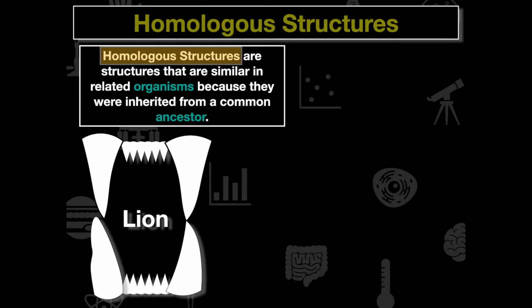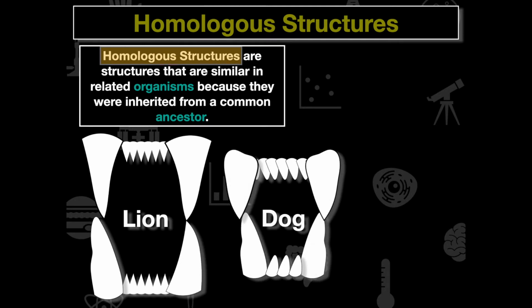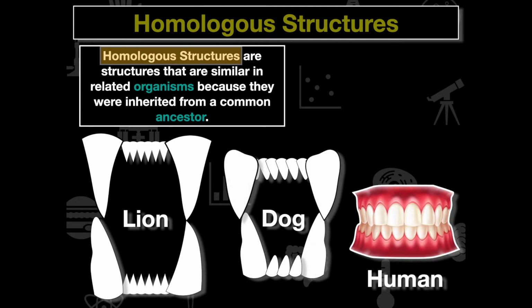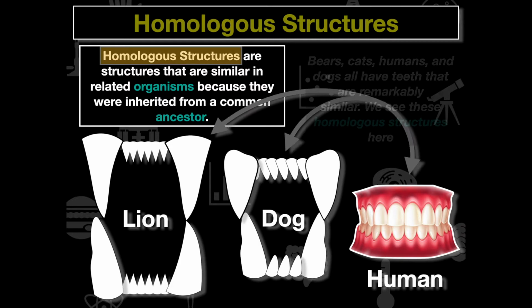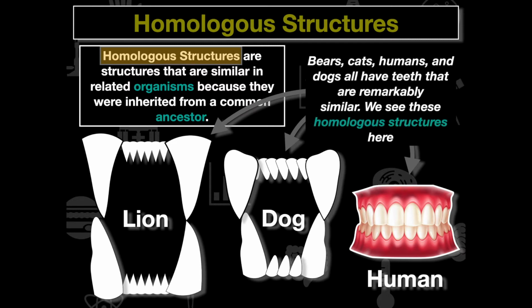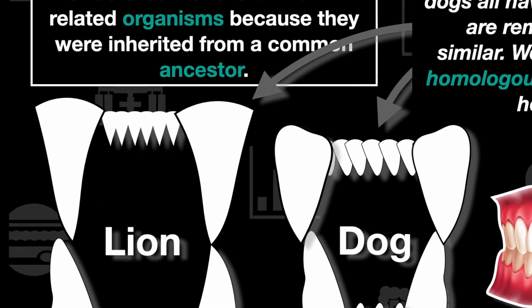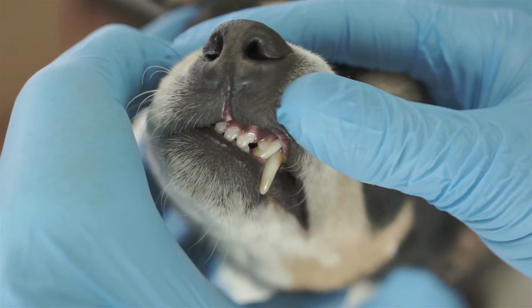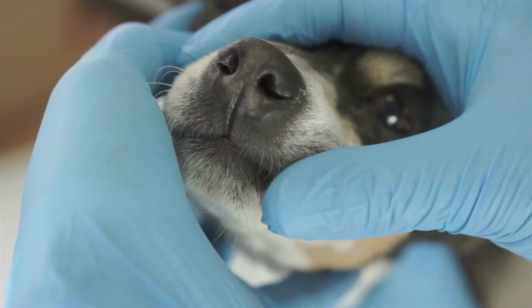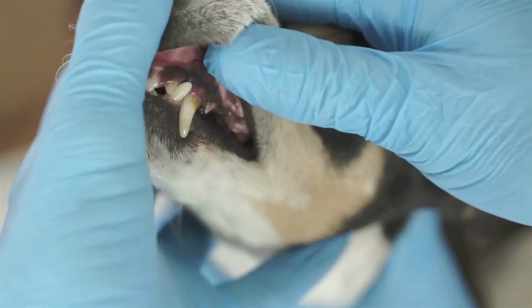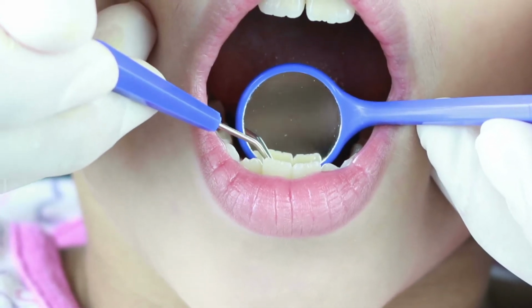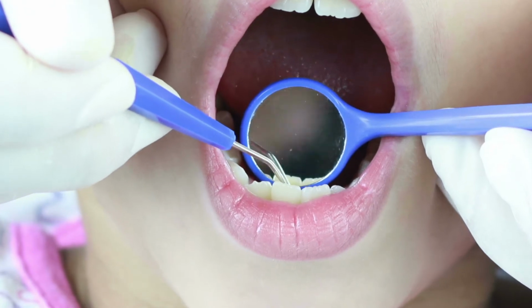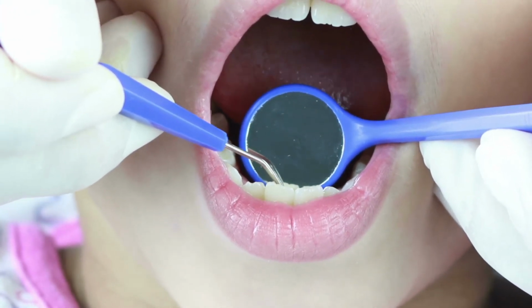So if we're looking at maybe lions, we can look at a dog and we can look at human teeth here. Well, are these individuals related based on the morphology? And the answer here is yes. And what we can see is bears, cats, humans, and dogs all have teeth that are remarkably similar, and we can see this in homologous structures. If we look at the lion, we see these large canines. We also see these canines in the dog, and if you feel your teeth, if you go 1, 2, 3 teeth back, you can actually see that there are canines in your tooth structure as well. And we know that the lion, the dog, and the human, all of these are mammals.